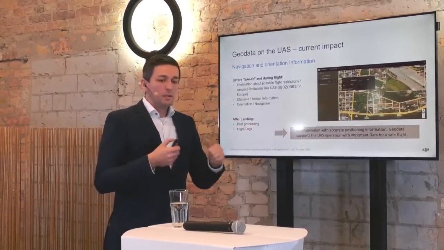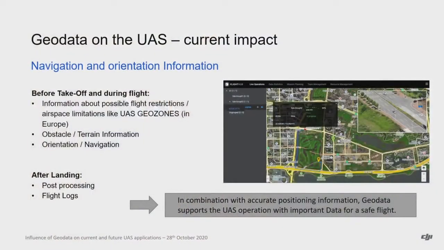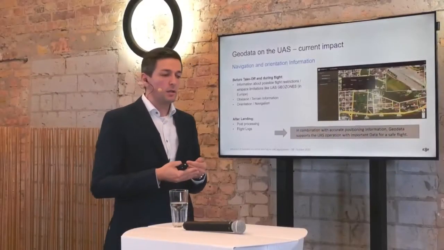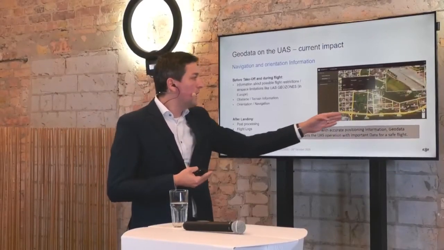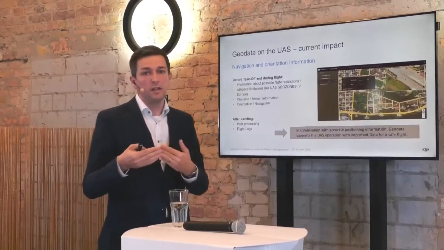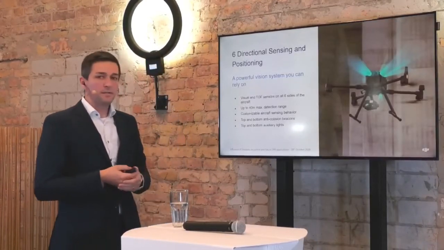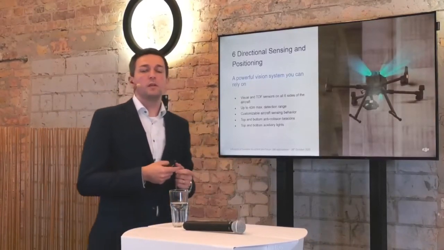So that means, in combination with accurate positioning information, geodata supports the UAS operation with important data for a safe flight. So it's one main driver for flight safety. If you don't have a proper mapping of your flight area, and you don't have the proper navigation information, then you have discrepancies with the flight path, you can have collisions, or you can have near-risk incidents, so that's very important for flight safety.